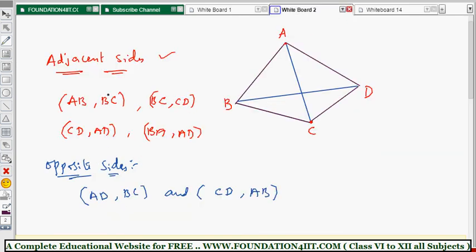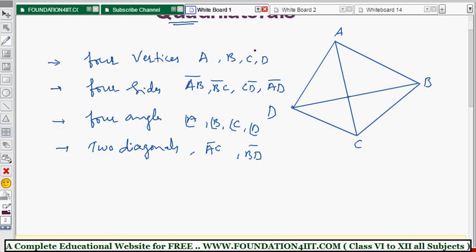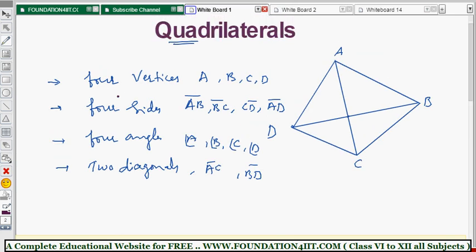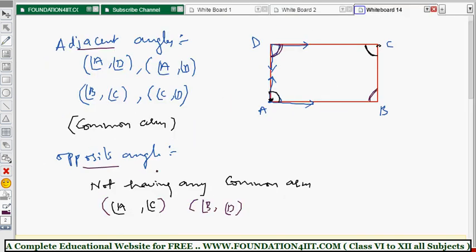So this is about adjacent angles and opposite angles. Similarly, adjacent sides and opposite sides, every quadrilateral having these are the basic important properties you should know. And we'll see some other important results on these quadrilaterals apart from these basics. So let me explain some other important results on these quadrilaterals, including theorems.